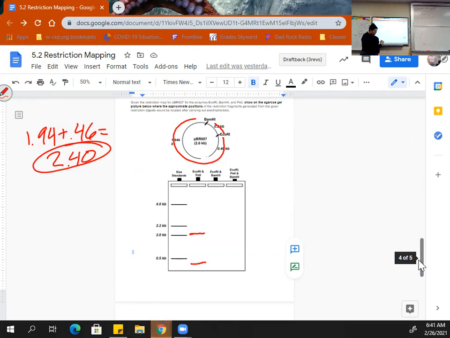And then our next one is just 0.2. So again, we're going to draw these on our gel. 2.40 is going to be above our 2.2, so I'm going to say it's about right there. 2.0. Remember this one, this red one is 0.46. So 2.0 is going to be below 0.46.